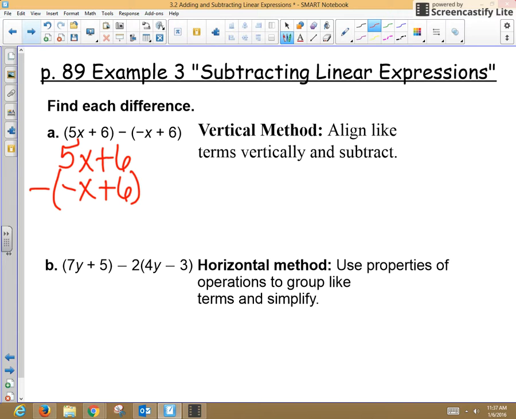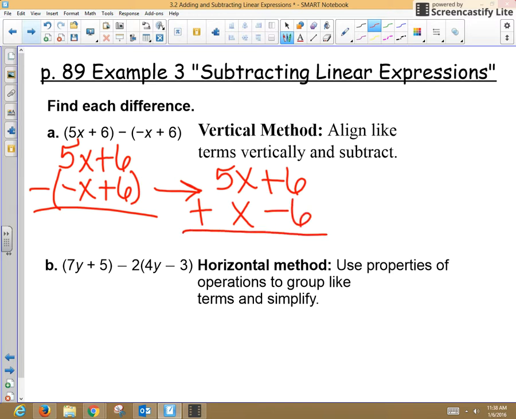Now, notice I kept the parentheses here. And the reason why is because when we subtract integers, it really means to add the opposite. So I'm going to rewrite this entire expression. I'm going to keep the first expression the same, but now I'm going to add the opposite. So the minus sign changes to a plus sign. Negative x, the opposite, is positive x. And the opposite of plus 6 is minus 6.